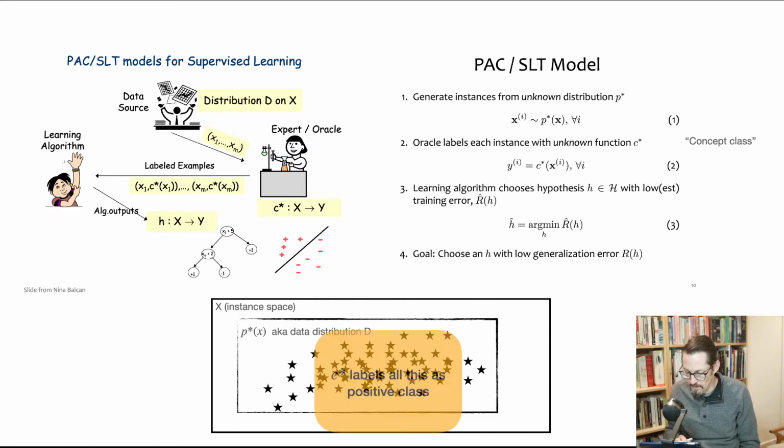All right. Now, our Oracle knows some stuff. It knows how to label these. So it says everything inside this orange box belongs to the positive class, and everything outside it doesn't. So everything inside is a 1, and everything outside is a 0.